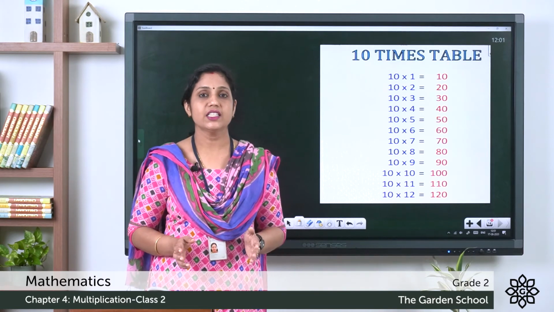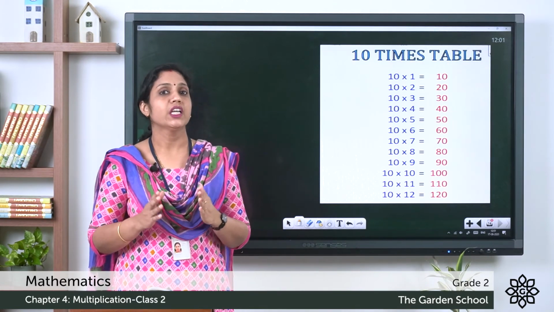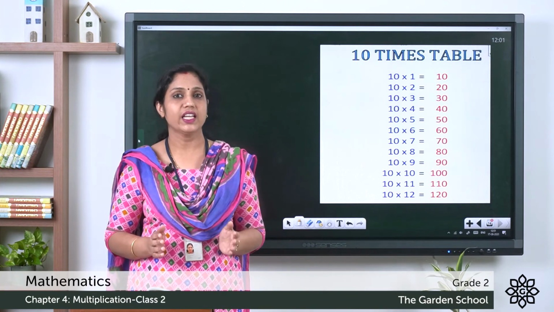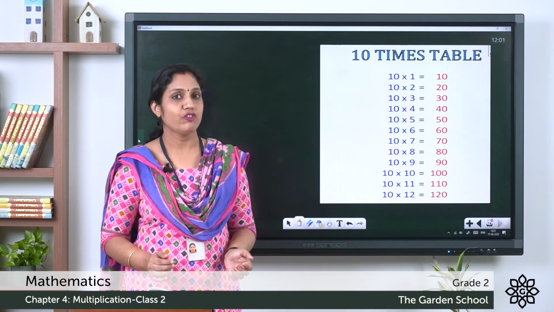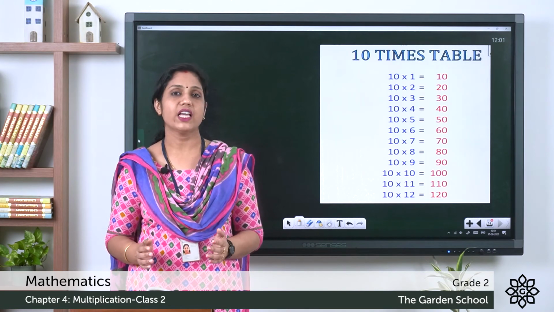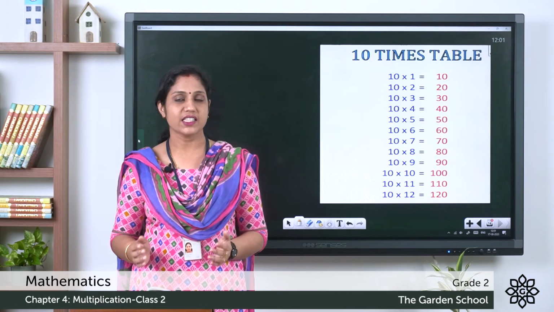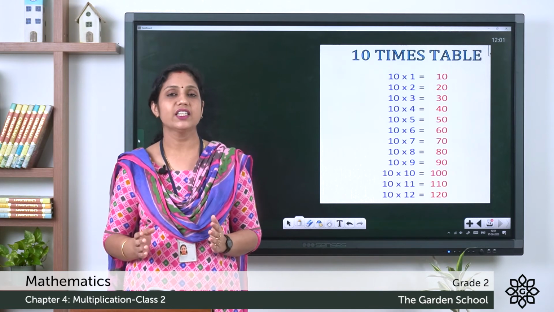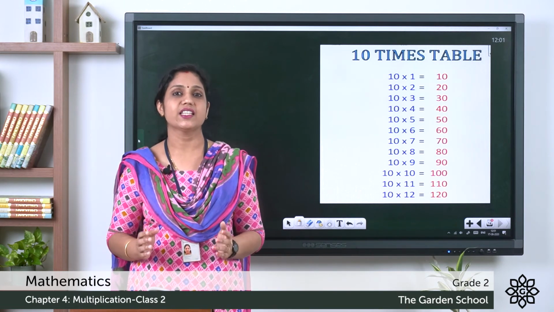Now let's learn the table of 10. 10 ones are 10, 10 twos are 20, 10 threes are 30, 10 fours are 40, 10 fives are 50, 10 sixes are 60, 10 sevens are 70, 10 eights are 80, 10 nines are 90, 10 tens are 100.